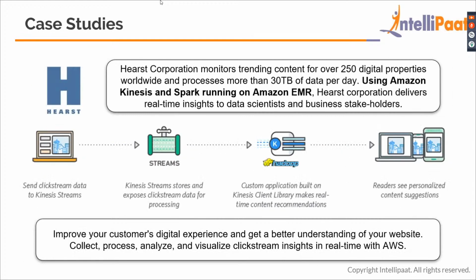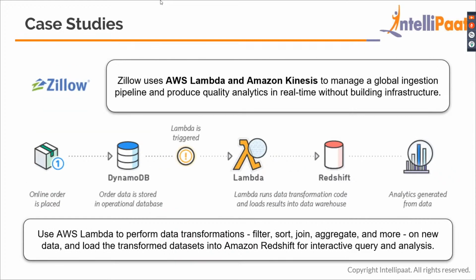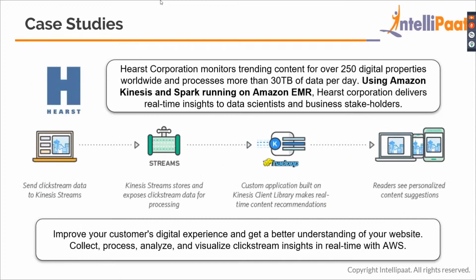You might not have heard of these companies, but Hearst is a magazine company, and Zillow is basically an e-commerce firm who sell products. Coming to Hearst, Hearst Corporation monitors trending content for over 250 digital properties worldwide and processes more than 30 TB of data per day. 30 terabytes of data per day is quite a huge amount, and to handle that much processing power, you obviously need powerful systems.